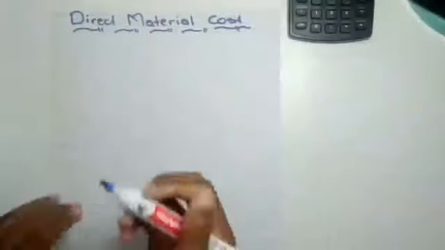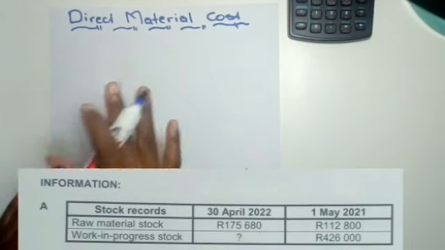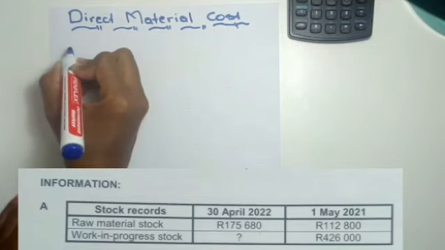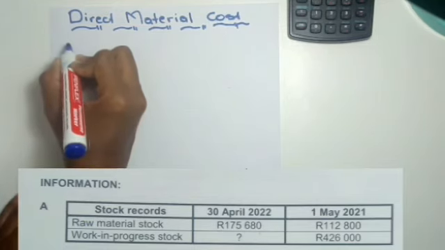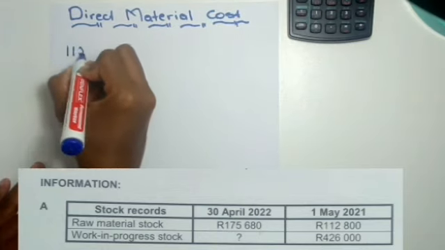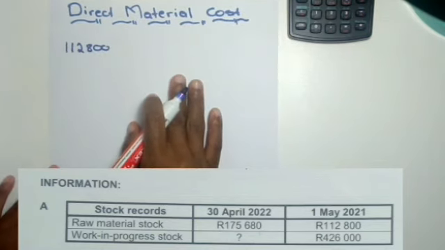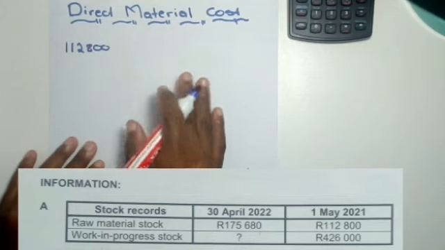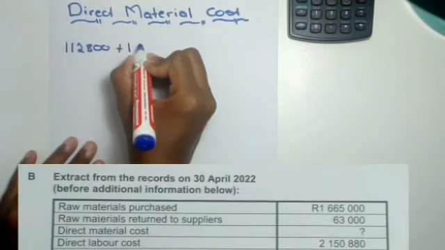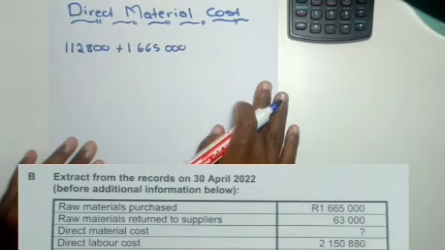So starting with our opening stock, because that's the stock that you will usually use first, especially if you have been told the type of inventory system that is being used. This question was silent, but we can always assume that you start with using your opening stock because it makes business sense. So 112,800, and then you are shown that you purchased during the year 1,665,000 worth of stock. So you're going to add that to the opening stock that you already had on hand when you began the financial year.